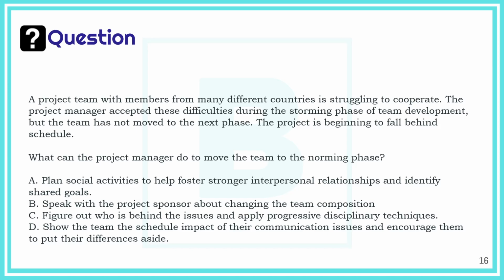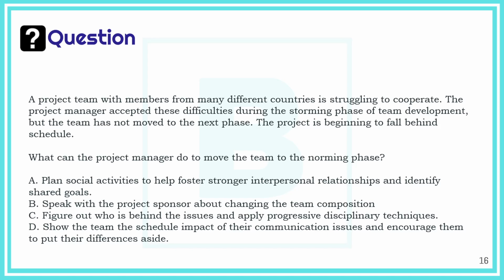Okay. Question 2. A project team with members from many different countries is struggling to cooperate. The project manager accepted these difficulties during the storming phase of team development, but the team has not moved to the next phase. The project is beginning to fall behind schedule. What can the project manager do to move the team to the norming phase? Plan social activities to help foster stronger interpersonal relationships and identify shared goals; speak with the project sponsor about changing the team composition; figure out who's behind the issues and apply progressive disciplinary techniques; or show the team the schedule impact of their communication issues and encourage them to put their differences aside.